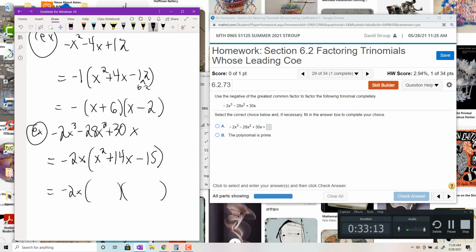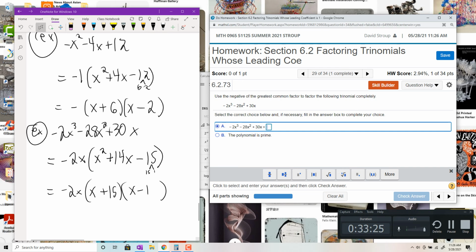And it's a plus minus scenario. So 15 and 1. And we need the bigger number to be positive. If it doesn't factor, you just click on the other, the polynomial is prime, but it doesn't happen as much as you would think. x plus 15 and x minus 1.